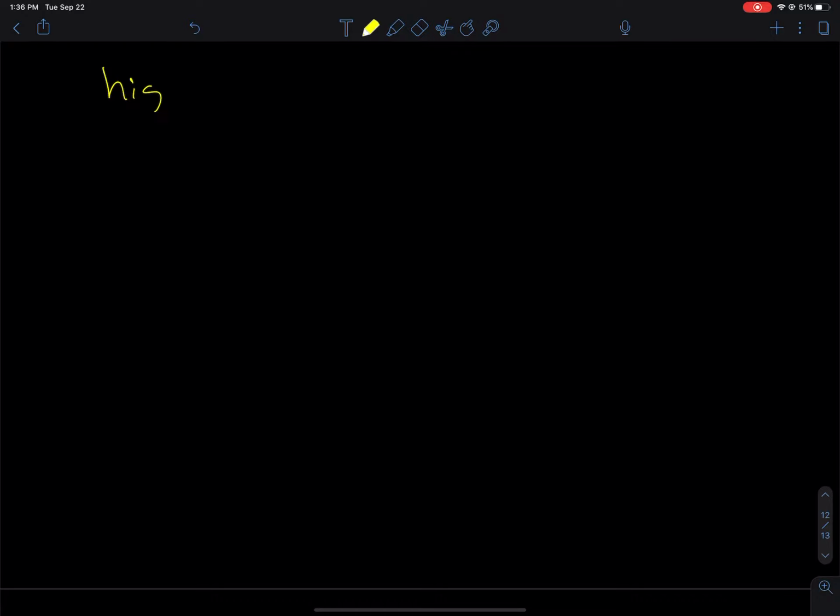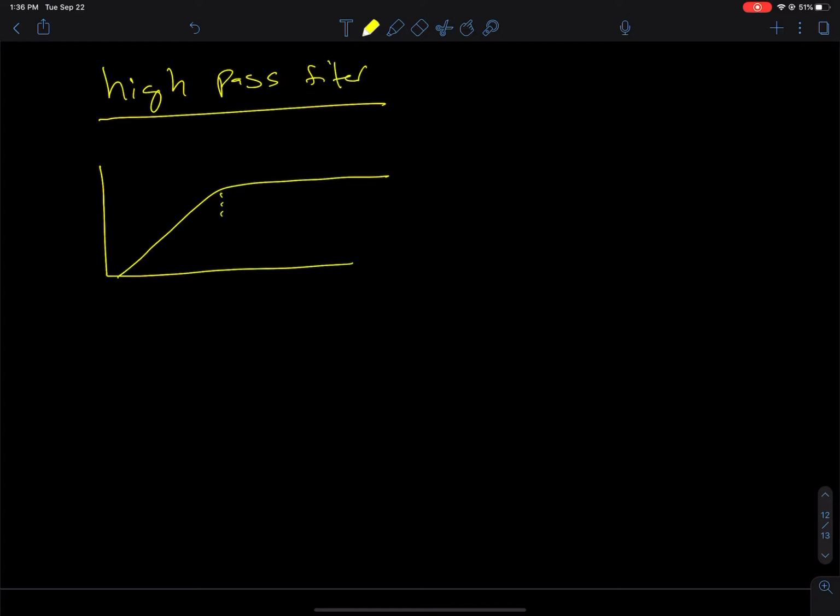You want a high pass filter. So we want a circuit with a cutoff frequency and a pass band right here in that range. So how do we build this circuit?